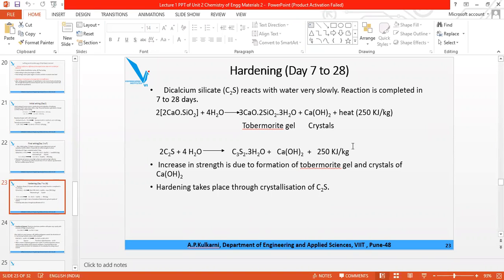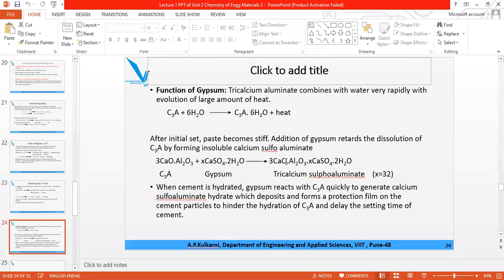It was earlier C3A, C4AF for initial setting. Then for the final setting, it was C3S. Now it is C2S. C3S heat of hydration was 500. Here it is 250, and the tobermorite gel is for the adhesion property. It keeps all the constituents together.